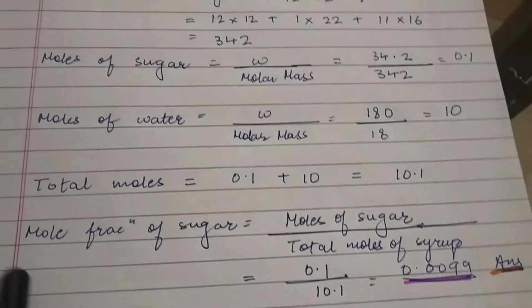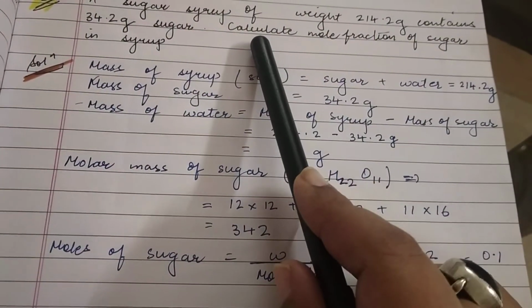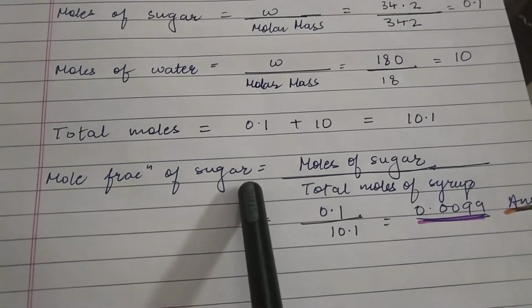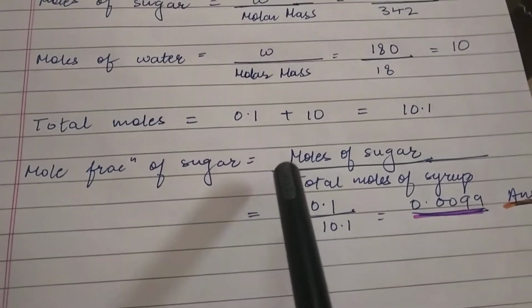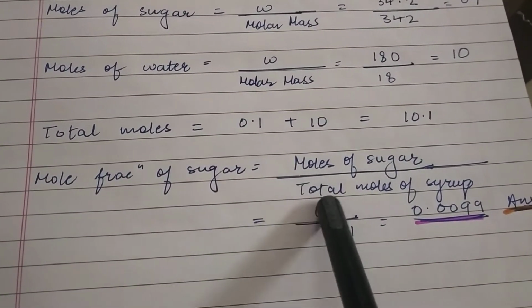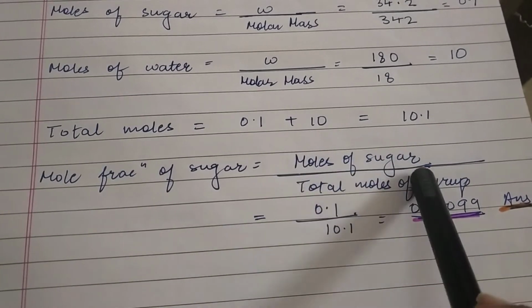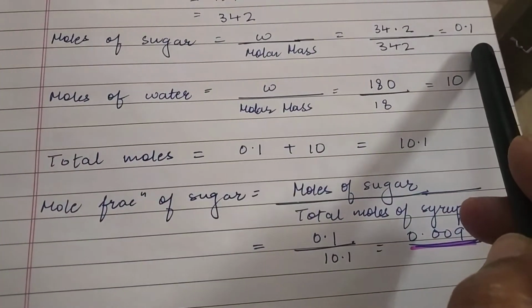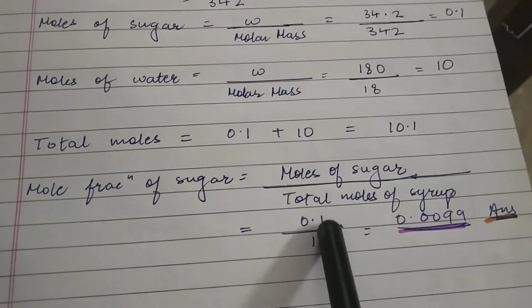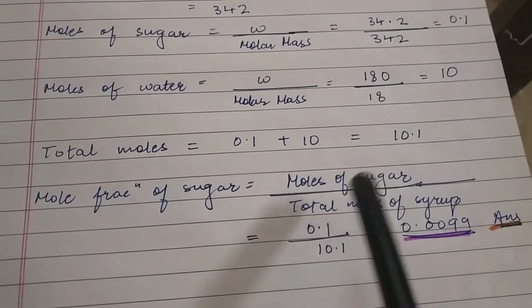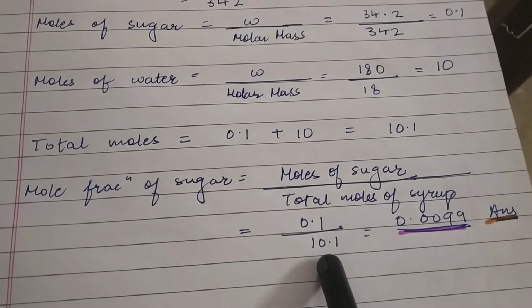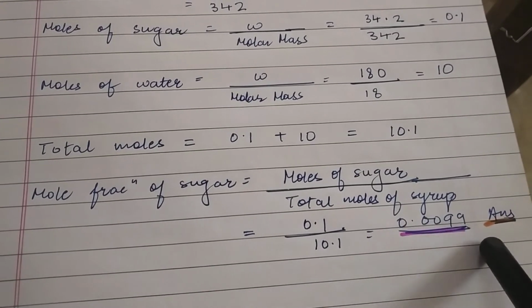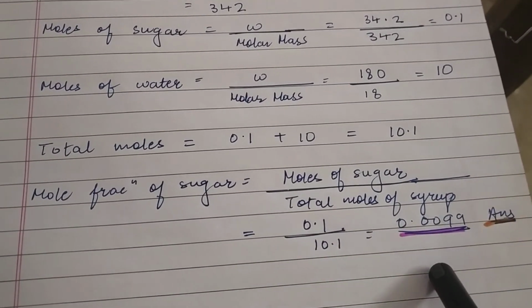Now what was asked in the question was to calculate the mole fraction of sugar in the syrup. To find the mole fraction of sugar, the formula we will use is the number of moles of sugar upon the total number of moles of the syrup. The number of moles of sugar we calculated as 0.1, and the total number of moles as 10.1. Divide the two and you get the answer as 0.0099, which is the mole fraction of sugar in the given sugar syrup.